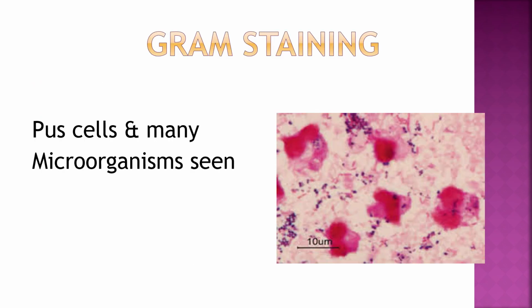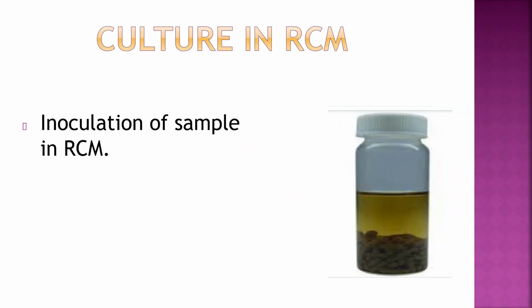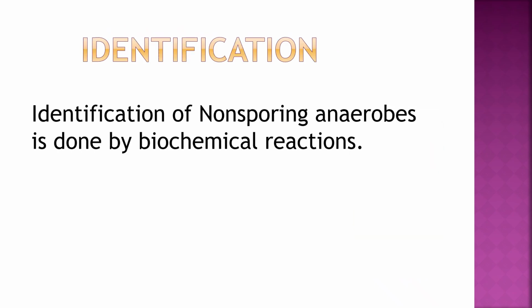Then we will do gram staining, that is, direct microscopic examination. In that you can see pus cells and many microorganisms, that is, polymicrobial. You can do inoculation on blood agar plates, and those plates are kept in an anaerobic jar or gas bag system. We can do inoculation in Robertson cooked meat media. Identification of non-sporing anaerobes is done by biochemical reactions.